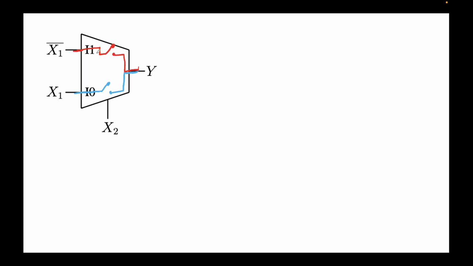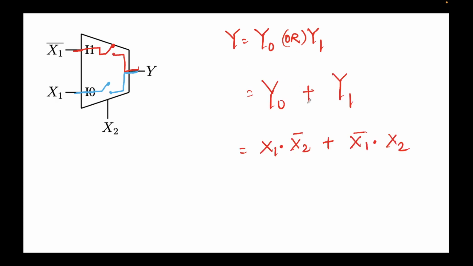Hence, for this multiplexer, either this will be closed or this will be closed. So y equals y0 or y1. Remember, y0 corresponded to this one, and y1 corresponded to this one. So OR is nothing but a plus sign. Y0, as we saw in the last slide, is x1 times x2 bar, and y1 is x1 bar dot x2. This is nothing but the expression for an XOR gate, which is denoted by this symbol, right?